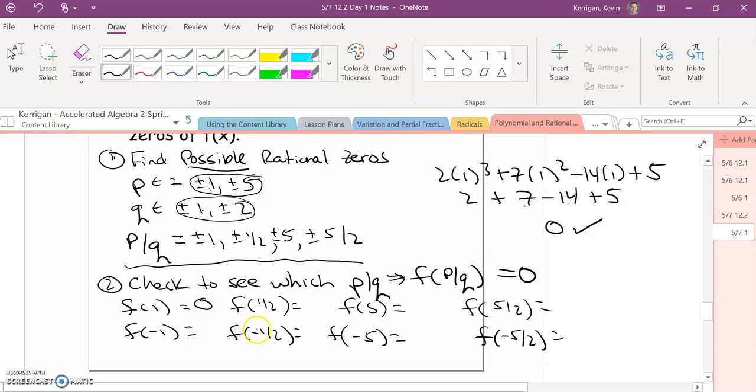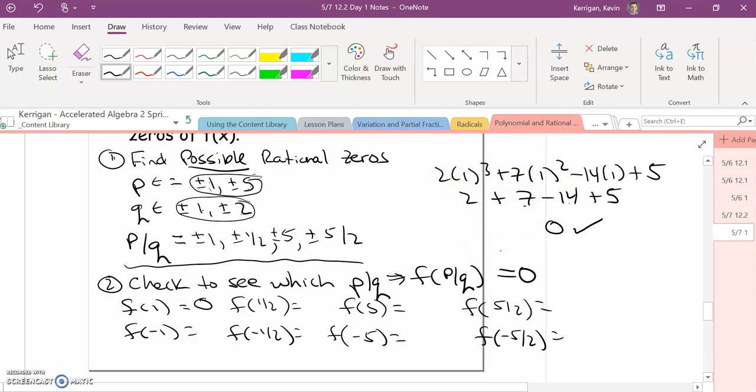I want you to notice how annoying this is going to get. Right here, when I have 1/2, I'm going to have 1/2 cubed times 2, 1/2 squared times 7. I'm going to start getting into nasty fractions.